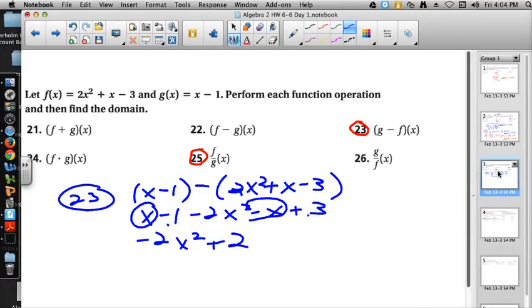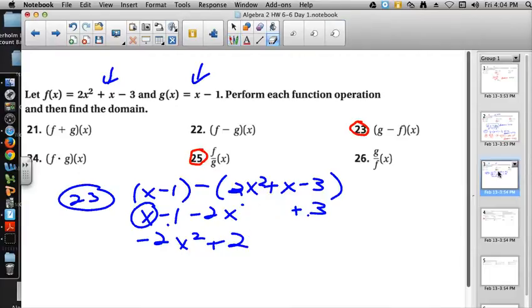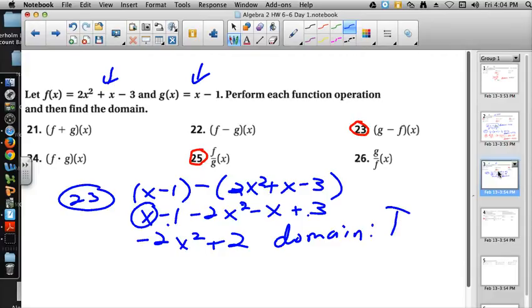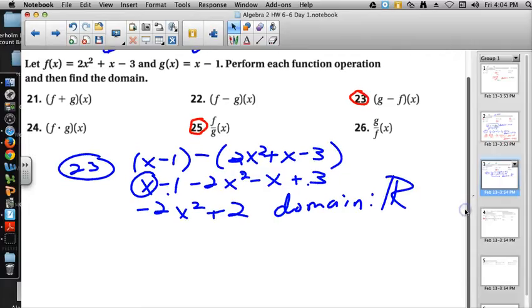And again, when I started the original problem, I was thinking no restrictions here, all real numbers. And then no restrictions here, all real numbers. Nowhere during the process of solving this did I ever have to divide or take a square root. And that means that there shouldn't be any restrictions again at the end. So the domain for this is all real numbers. Then 25, I realize pretty obviously with division, there is going to be a restriction on the domain.